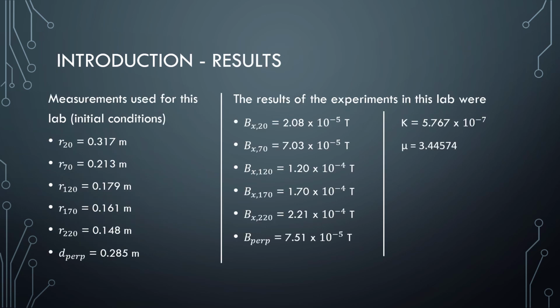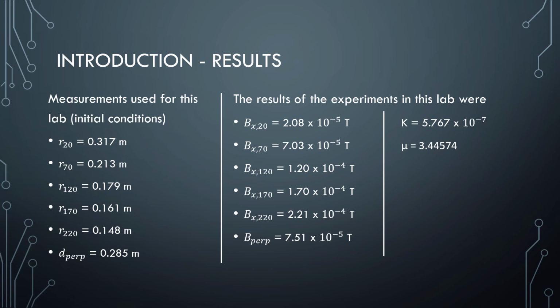The measurements used for this lab were R20 being 0.317 meters, R70 being 0.213 meters, R120 being 0.179 meters, R170 being 0.161 meters, R220 being 0.148 meters, and D-perp being 0.285 meters.